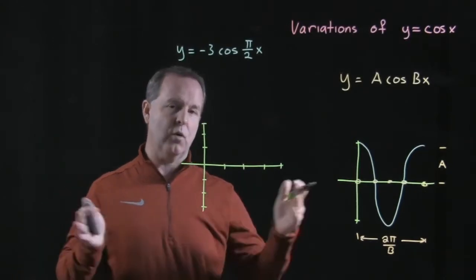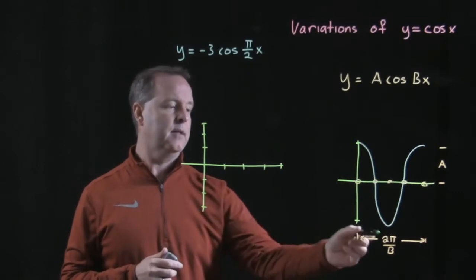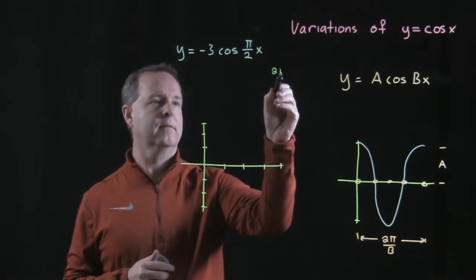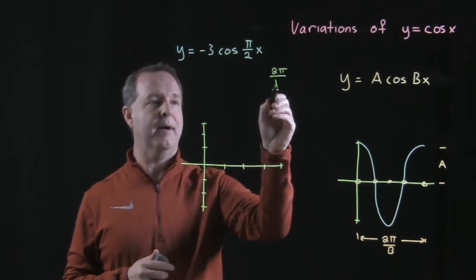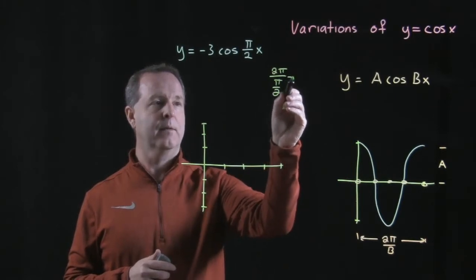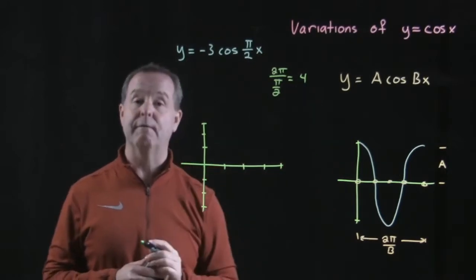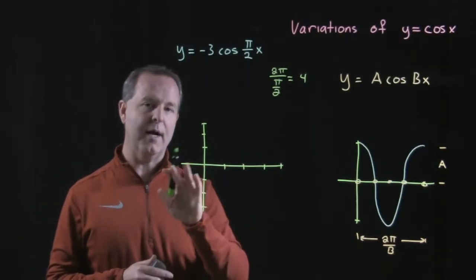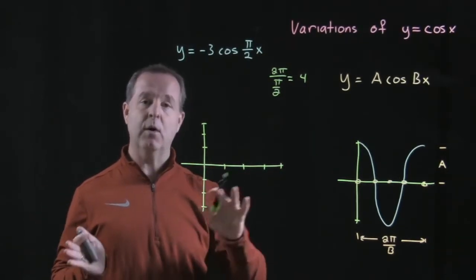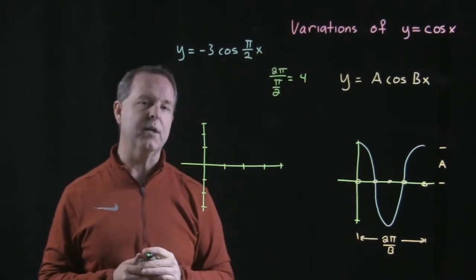Now to find the horizontal stretch or shrink, I'll have 2 pi divided by my b, which is pi halves. Work that out, that flips, the pi's cancel, and it equals 4. So this graph runs an entire cycle from 0 to 4, across 4 units.